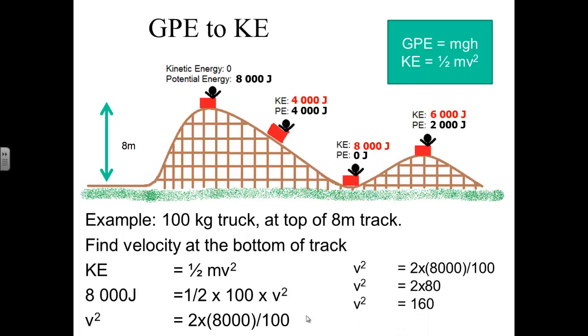This is equal to v squared. But this is not the answer. This is v squared. We want to find out what v is, the velocity. So we basically have to square root 160, which is a little bit more than 12. So this is the velocity at the bottom of the track here. And this is what you need to be able to do. Basically convert one energy form into another.